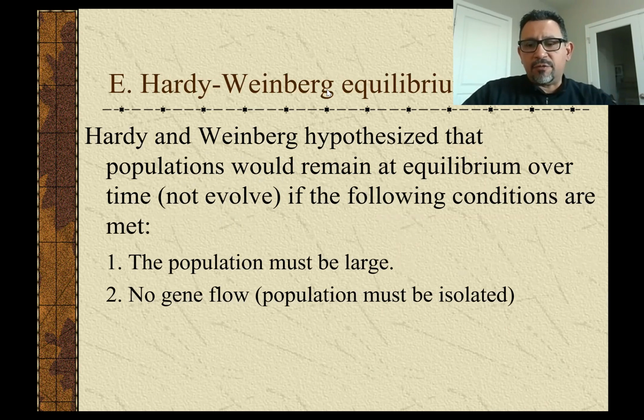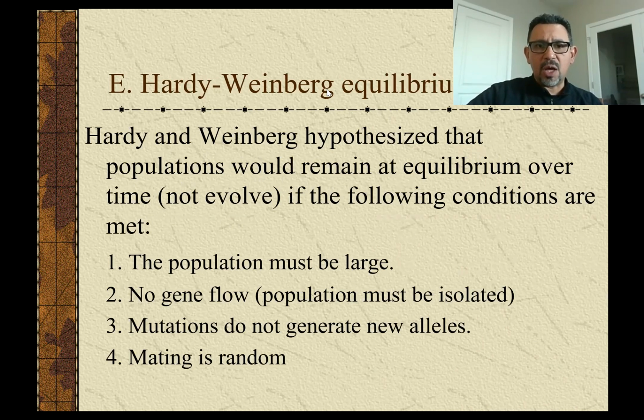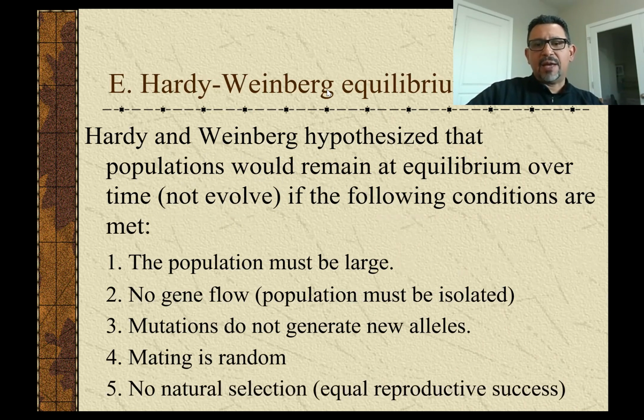So, no gene flow. Another condition is that mutations are not going to be contributing new alleles to the population. Mutations will have to be just at the level of non-coding DNA. Mating would be random, meaning that all the members in the population are guaranteed to have a chance to mate. And when they mate, they will have equal reproductive success, meaning that every member of the population contributes exactly the same number of offspring to the next generation.